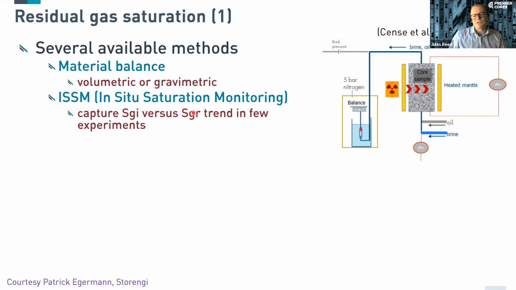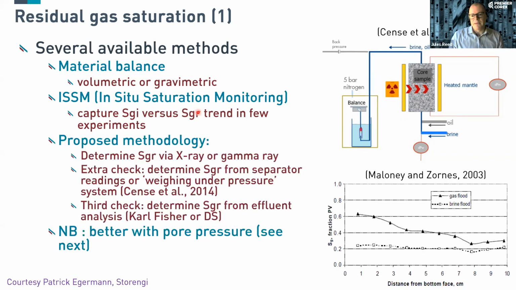And in situ saturation monitoring, where we use X-rays to determine the saturation within the sample by a non-invasive method. And what that allows us to do is observe changes in saturation as a function of distance across the sample. And this is an example from Maloney and Zornes. So one potentially proposed method is to determine saturation by in situ monitoring.